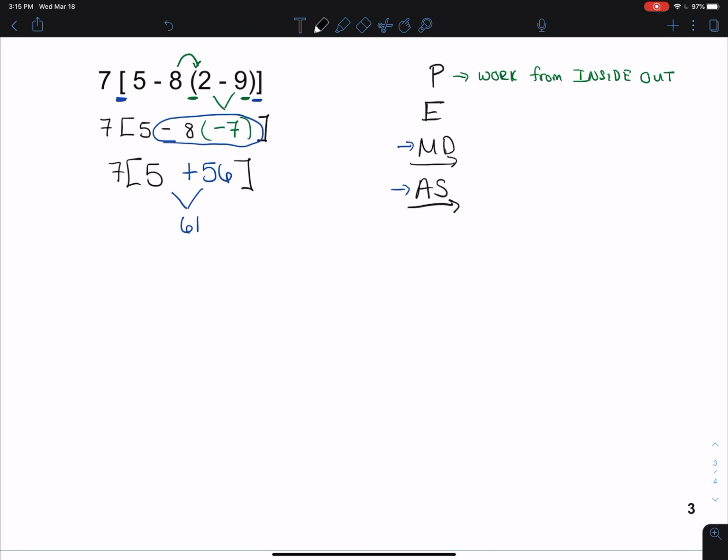Now, just like before, those brackets have to stay there because they're serving a second purpose. They were there to group those operations together, but they're also there to tell me that they're multiplication. So I really have 7 times 61 as my last step. So when I do 7 times 61, that gives me 427 for my final answer.